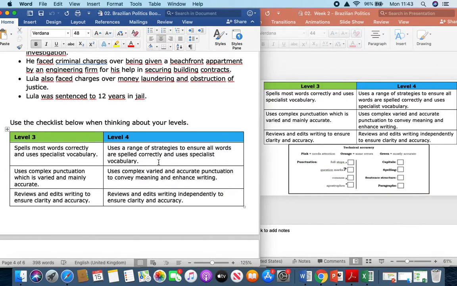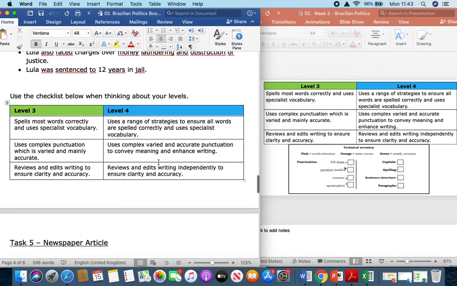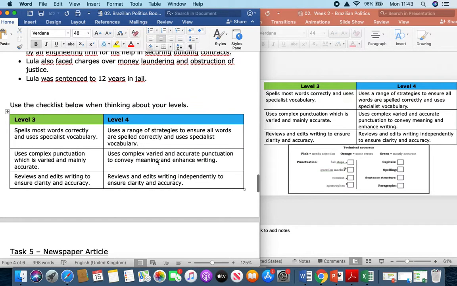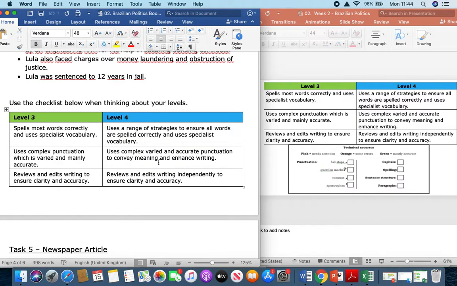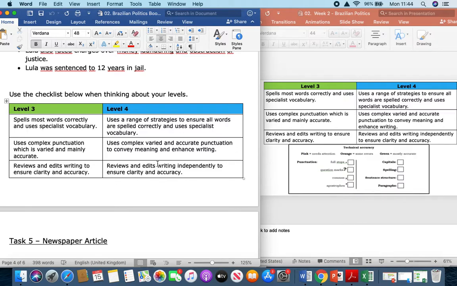As you go through and try to figure out what level you're working at, level 3, which I would hope everyone wants to be working at, means you're going to spell most of the words correctly and use specialist vocabulary that we've learned in this lesson. Use complex, varied and mainly accurate punctuation, so don't write the same sentence every time. Review and edit your writing. Make sure that it's clear and accurate.